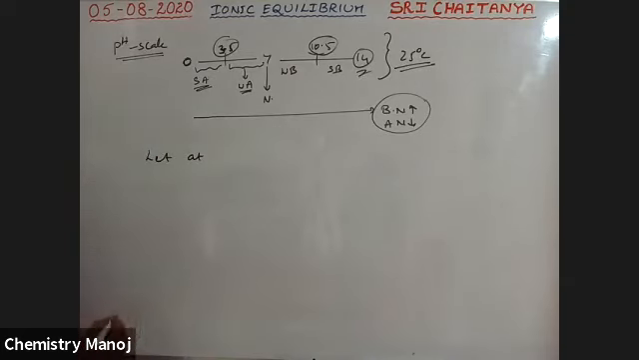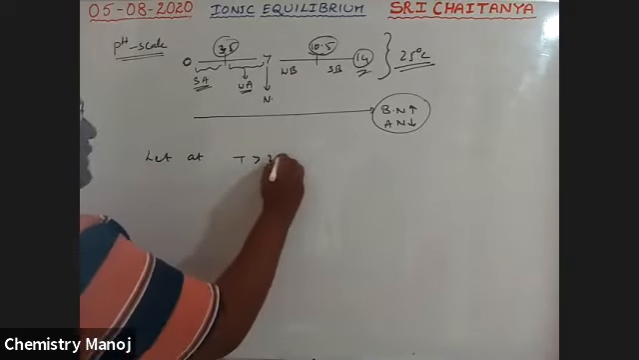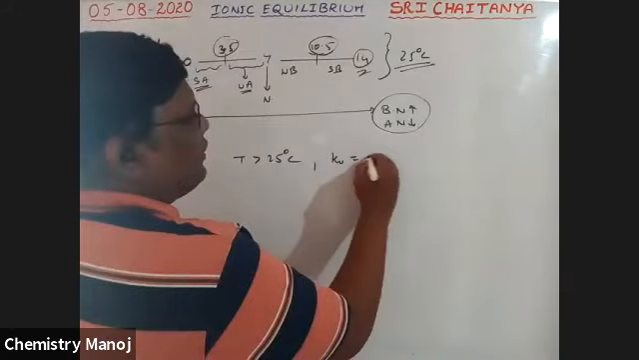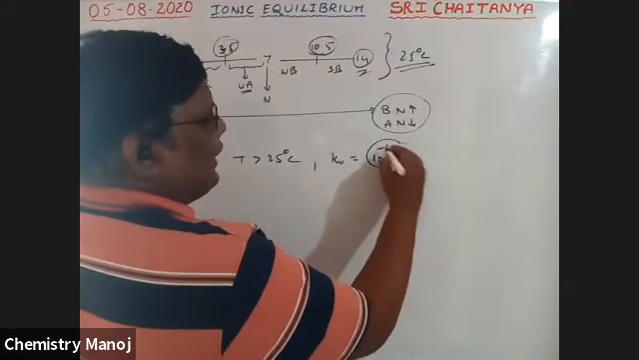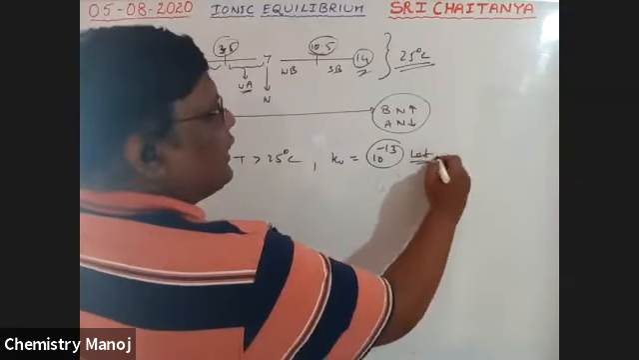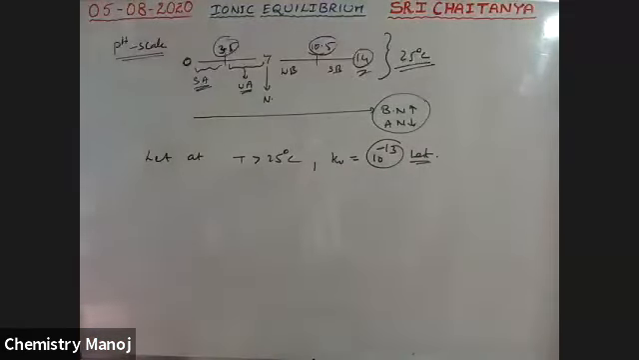At T greater than 25 degrees centigrade, we express Kw is equal to 10 power minus 13. Let Kw be equal to 10 power minus 13.